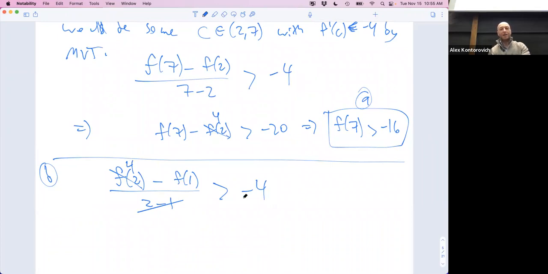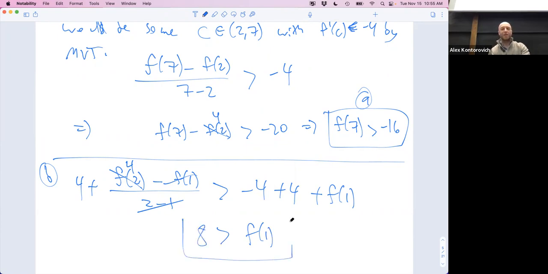So I'll add 4 to both sides. And let's add f(1) to both sides. This says that f(1) is less than 8. f(1) must be less than 8 by that same exact principle.